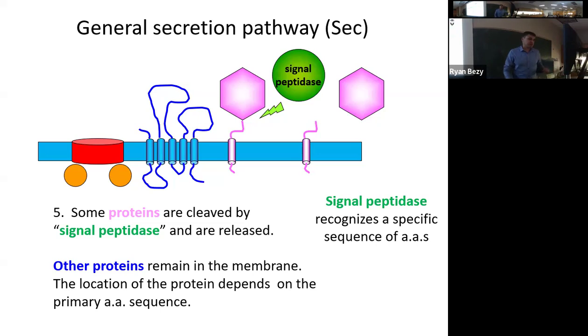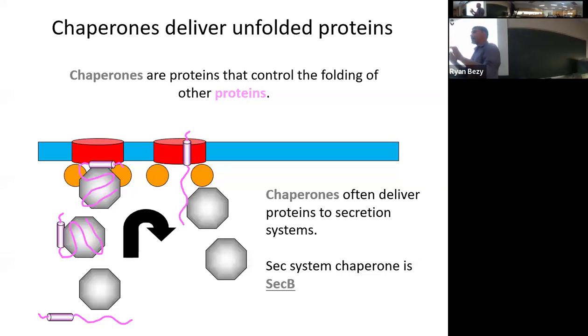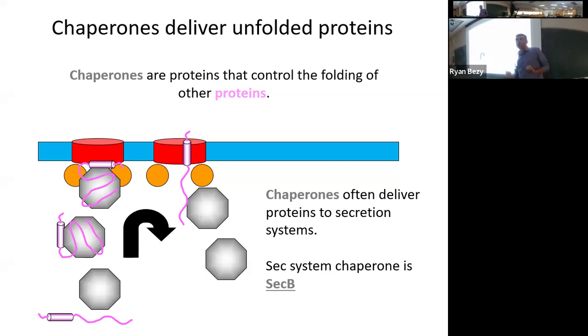All right, one last piece of this. Chaperones. Chaperone proteins. Anybody ever heard of chaperone proteins before? Okay, chaperone proteins are proteins that control the folding of other proteins. There are a lot of different kinds of chaperone proteins. Some chaperone proteins just take a cytoplasmic protein and help it fold up into its right tertiary structure, its right 3D shape. And that's the job of that chaperone protein.